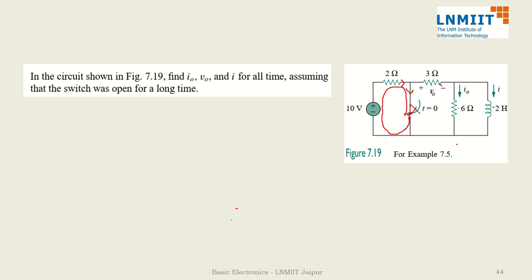So before t equal to 0, when this switch is open, this is short circuit for infinite time. It was like this. Nothing will go into I naught. So the current is 2 plus 5, 2 plus 3, 5 ohm with 10 volt. So I is 2 ampere. V naught is 2 into 3, 6 at t equal to 0 minus.